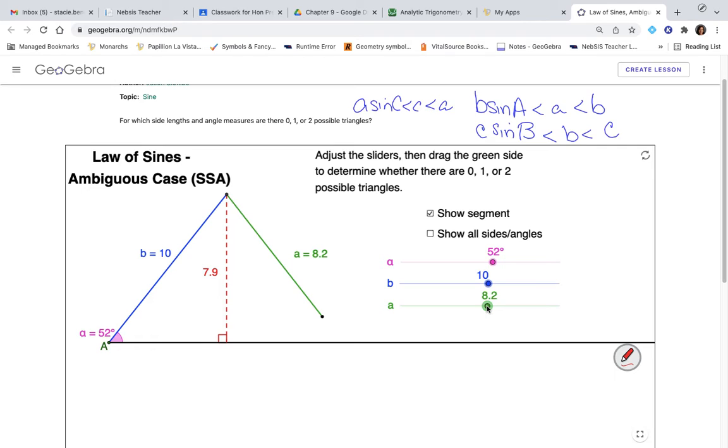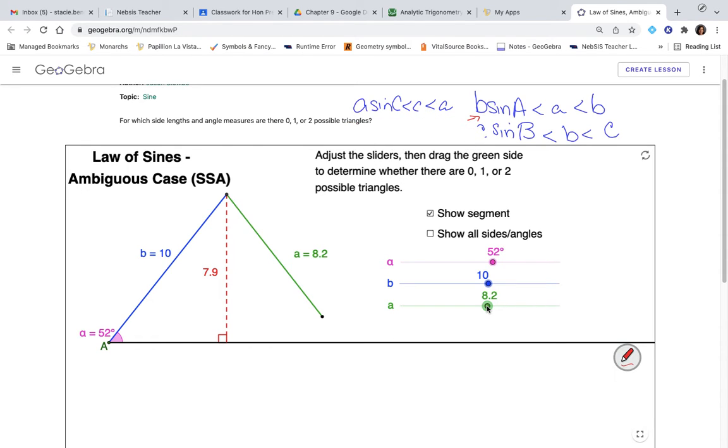Well, A is 8.2. 8.2 times the sine of 52, right? Our A has to be less than 8.2 less than 10. We're using this guy. Does that make sense? Actually, not that one. Yeah, that one. Okay, everybody with me? It should be 10. No, sorry. Let me try it again.